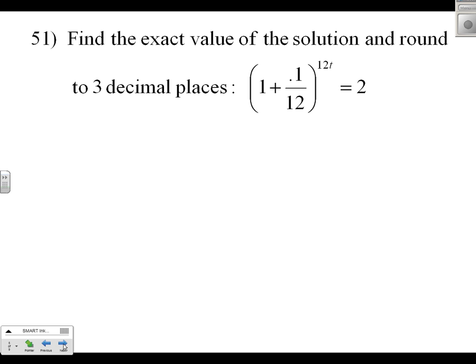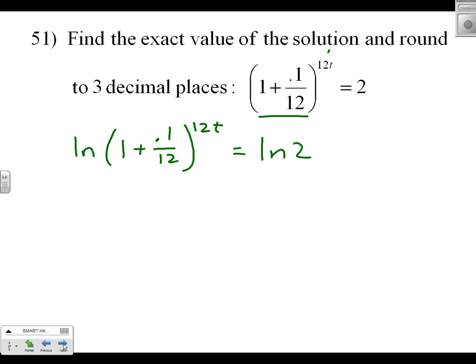Another problem, very similar, a little uglier, but in this case, I still have the exponential isolated because the base is this big guy, the exponent here, so I'm ready to take logarithm of both sides. So ln, or log, 1 plus 0.1 on 12 to the 12t equals 2. Whoop, sorry, equals ln 2 because I took the ln of both sides.